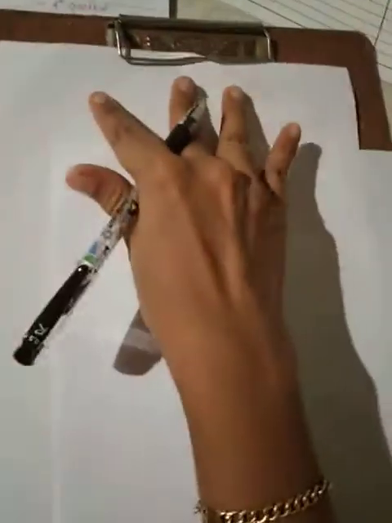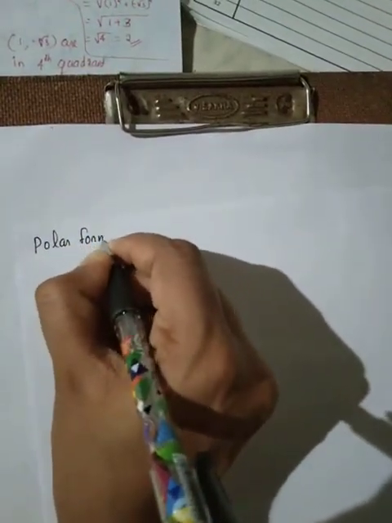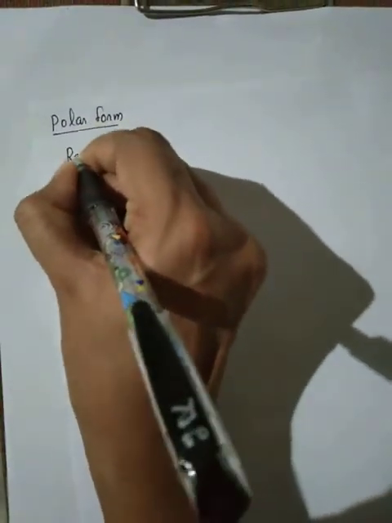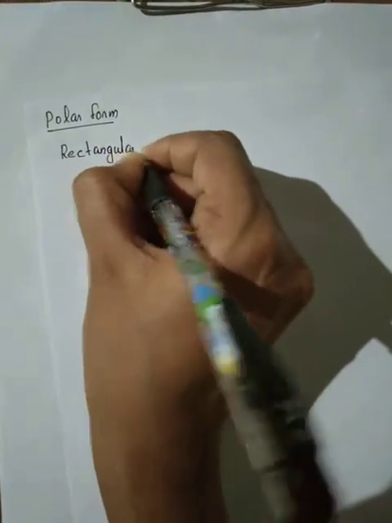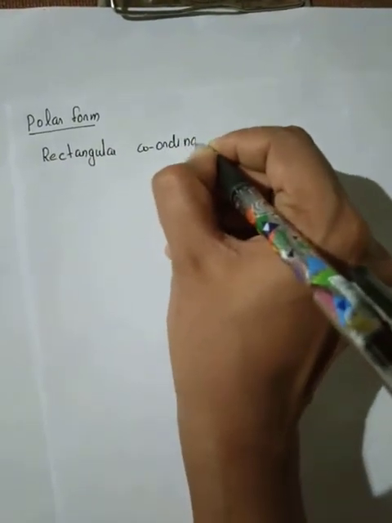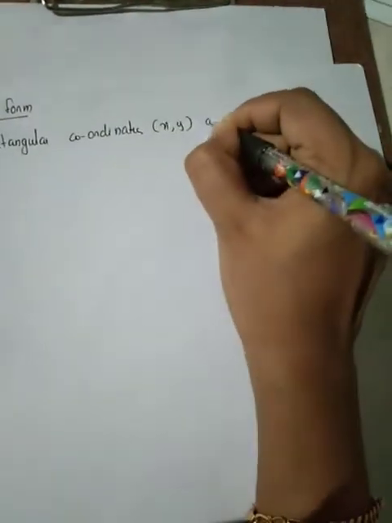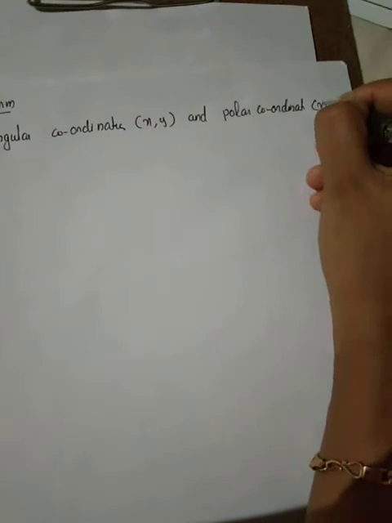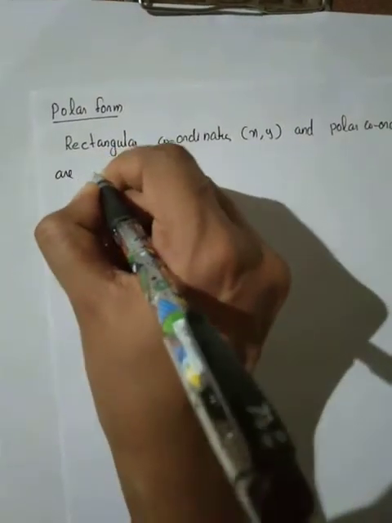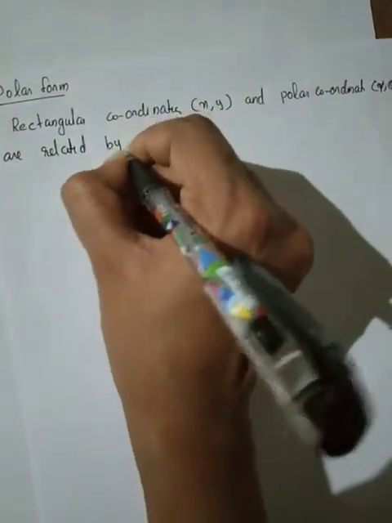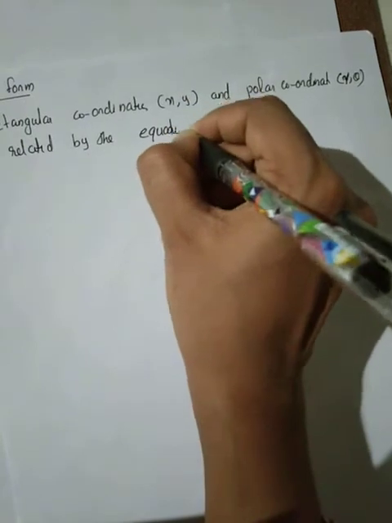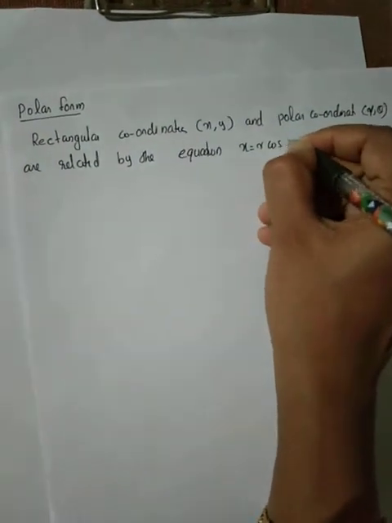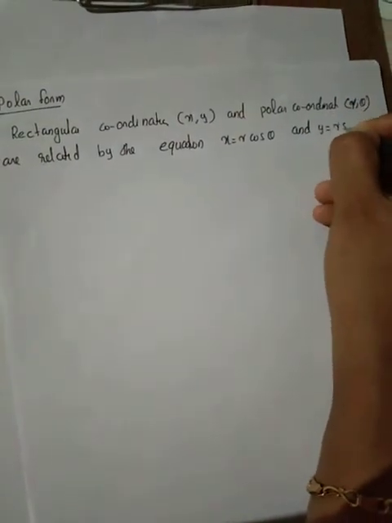Then by definition, we can write: rectangular coordinates x, y and polar coordinates r, theta are related by the equations x equal to r cos theta and y equal to r sin theta.